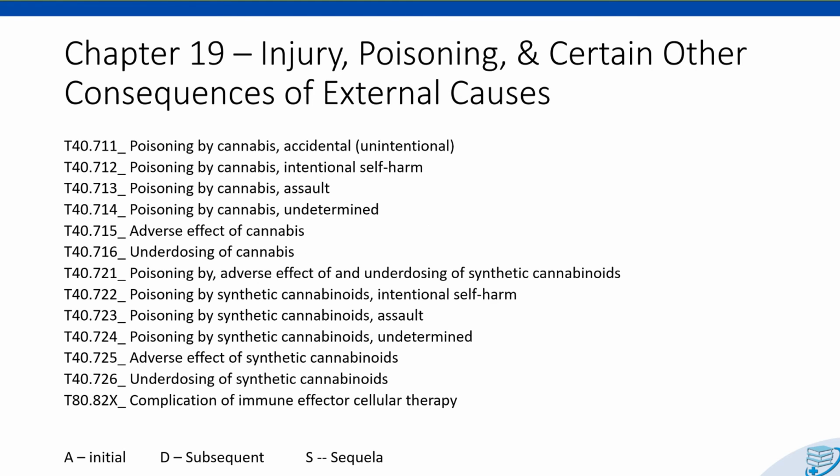Now, if you look at this next slide, I kind of left the blanks there for our 7th character extensions for the A for initial, D for subsequent, or S for sequela, only to kind of save some space here on the slides. Now we have some additional codes for cannabinoids and synthetic cannabinoids, and they're called cannabinoids because they act on the same brain cell receptors as THC, which is the main active ingredient in marijuana. And we are seeing a heightened use of these synthetic types of drugs. Some of them, because of their compounds, are considered legal, but legal doesn't always necessarily mean safe, right?